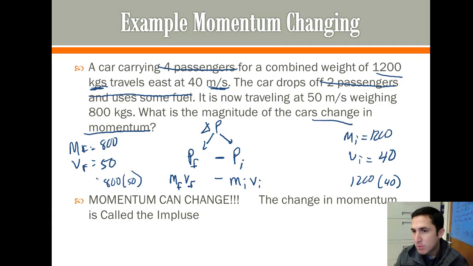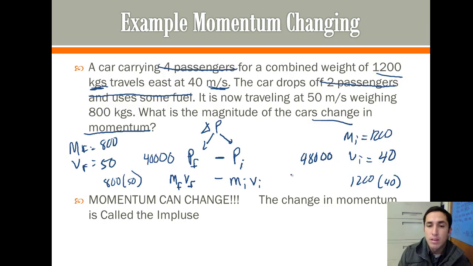So let's go. 800 times 50 is, good job, 4,000. 4, 1, 2, 3. Oh, wait. It might be 40,000. Let me do it. Thank you for telling me. Yes, it is 40,000. One more zero right there. Alright, and then we do 1,200 times 40. We end up getting 48,000. So this is my PF. This is my PI.